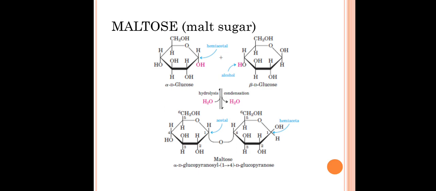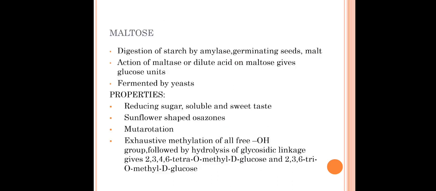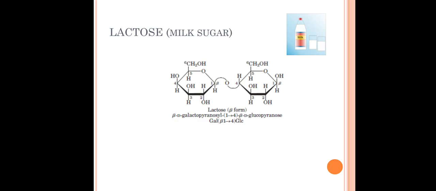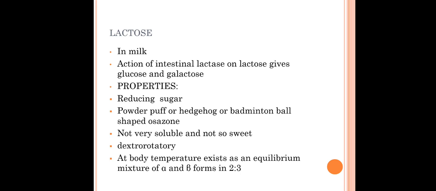Maltose is two units of glucose joined together with alpha 1,4 linkages and broken down into two glucose molecules on hydrolysis. In biological systems, the action is done by the enzyme maltase. Its properties are soluble and sweet in taste, and it is mainly present in germinating seeds. Lactose consists of galactose and glucose bonded with beta 1,4 linkages. It is broken down by the enzyme lactase. It is present in milk.